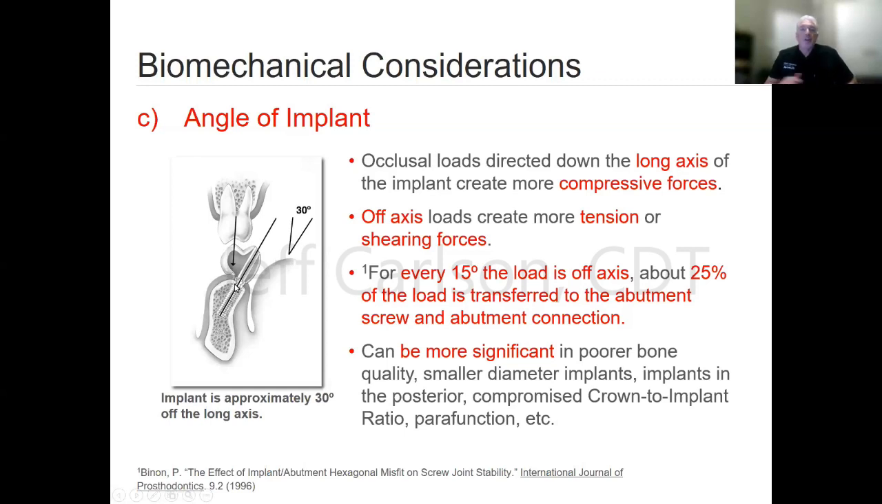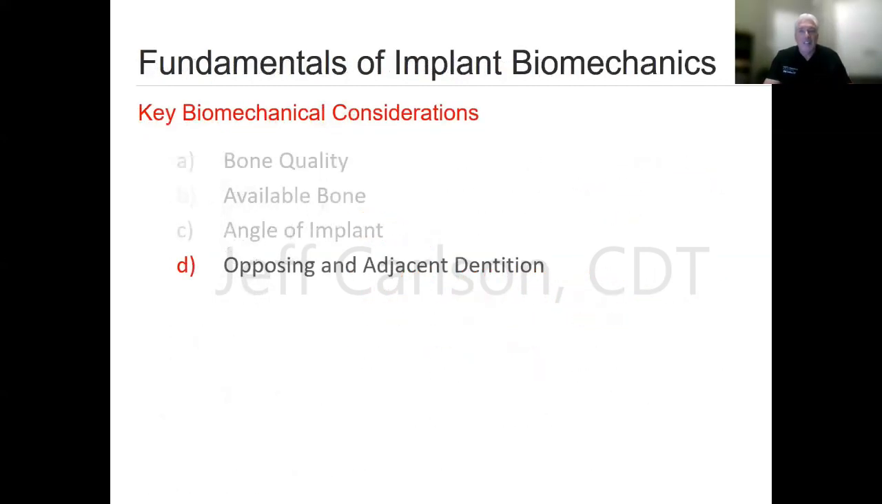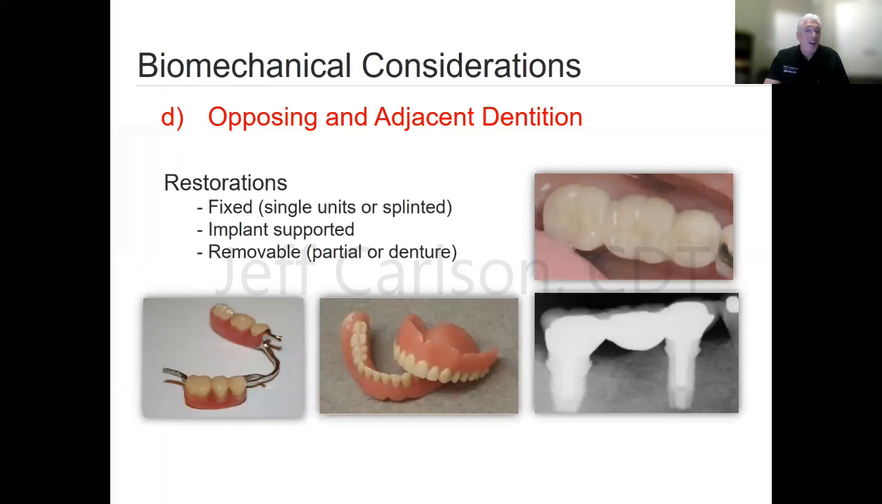So it doesn't mean you don't do that. Of course, we do it all the time, but it's something to be aware of when you're trying to decide how many implants. If you've got angled implants, poor bone quality, parafunction, and the opposing is an implant supported bridge, you have to take all those things into consideration. Or just to mention this, opposing dentition has a big role in the design of the case.